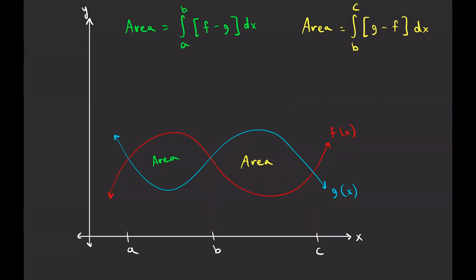So sometimes we have to be careful about which is top, which is bottom, and sometimes it can change here. And most of the time, you're not actually given these values. You actually have to find these values of a, b, and c by doing some algebra and finding points of intersection between f and g. So got to be careful when those curves intersect. Let's go ahead and do an example here.